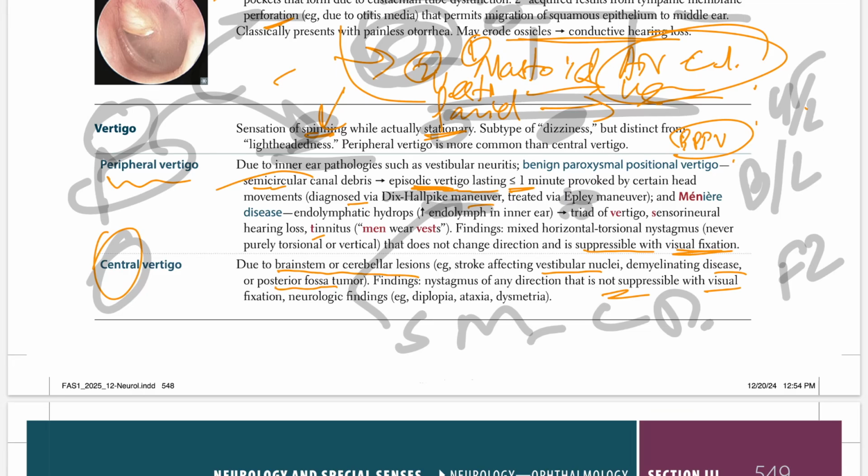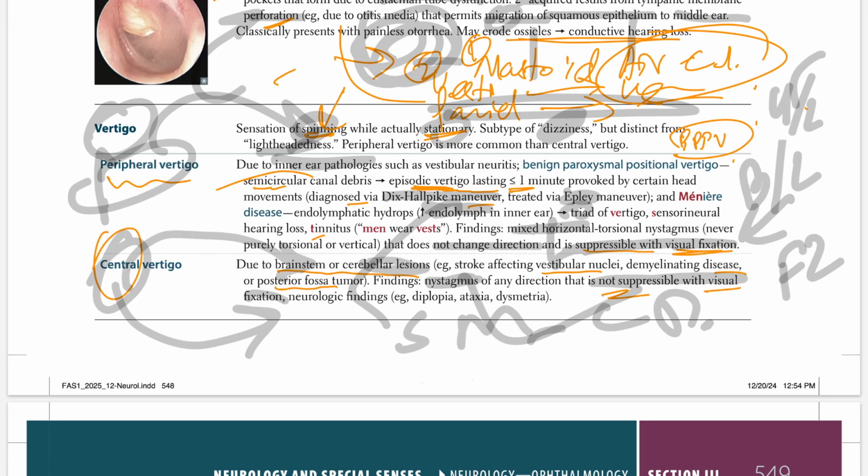Now, importantly, what's going to happen is you have a nystagmus, a horizontal torsional nystagmus, which does not change direction, and importantly, it is suppressible with visual fixation. Important. This nystagmus is going to be suppressible with visual fixation. With the central one, this nystagmus is not going to be suppressible with visual fixation. And central basically means central, right? Central brainstem, cerebellar region.